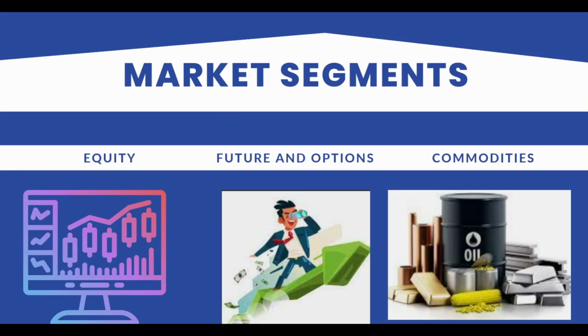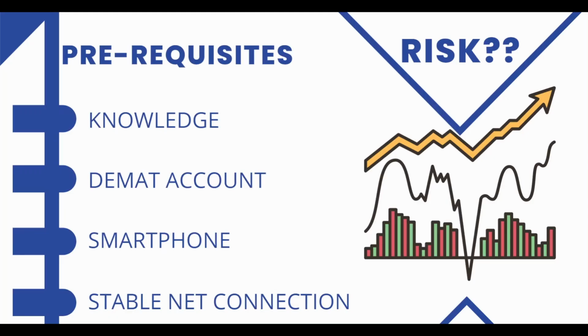Now let's talk about the main three market segments which we have. So the first is equity. Normal buying and selling of shares of companies directly is known as equity. Futures and options are the derivatives in which we can trade, and commodities are when we trade commodities like crude oil, gold, silver, etc.